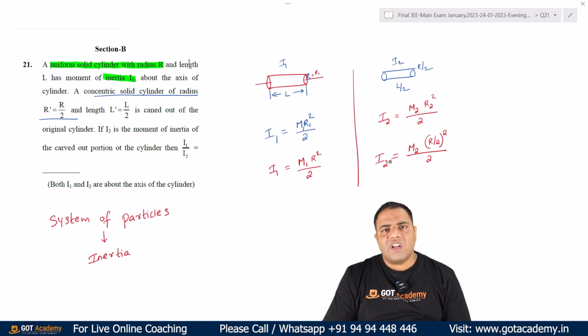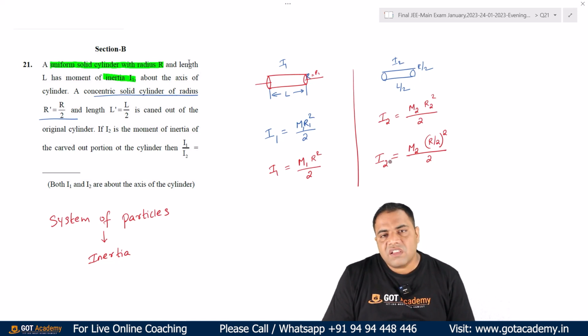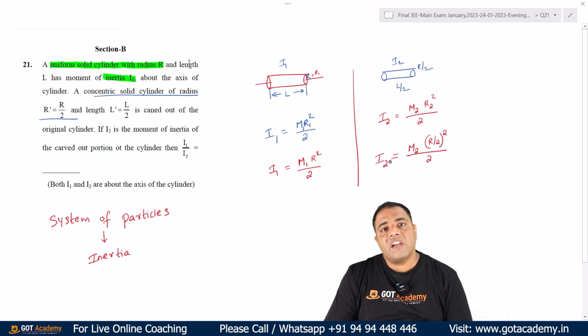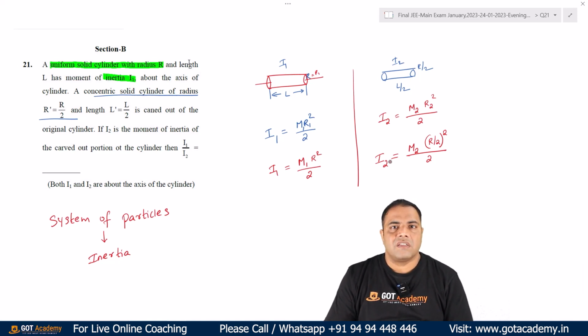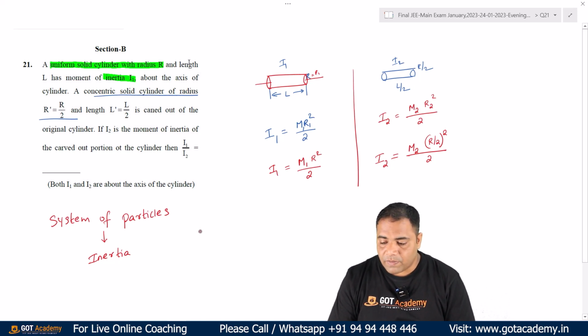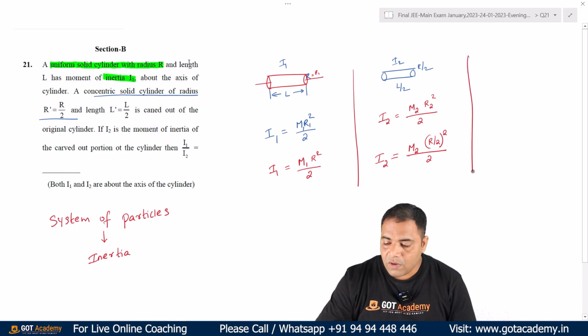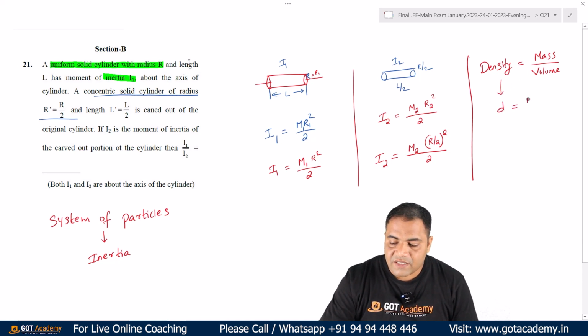So, convert this m1 and m2 to density and volume. Because he has given length, no. Radius, no. So, if radius is given, you will get area. So, length is given. So, area into length, you will get volume. So, why don't you express that mass in terms of density and volume? So, what is the formula? You people know that density is equal to mass by volume. Here density is d, mass is m, volume is v. So, I can write that m is equal to d v.